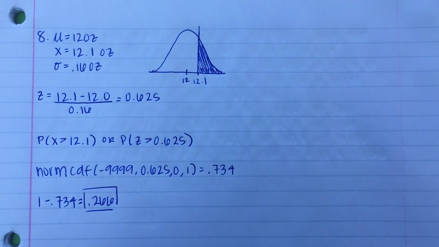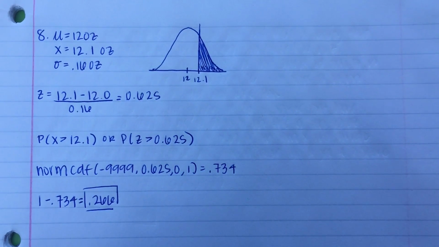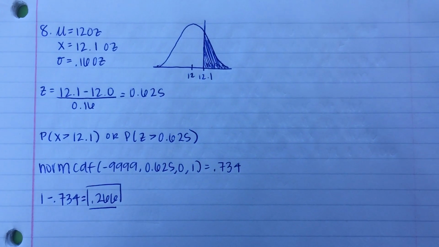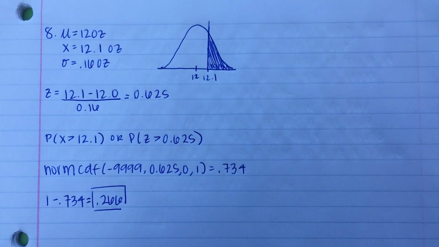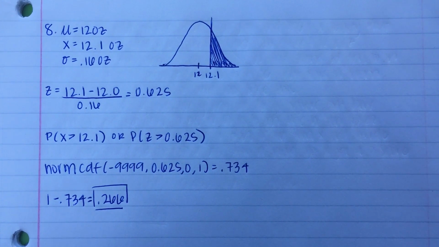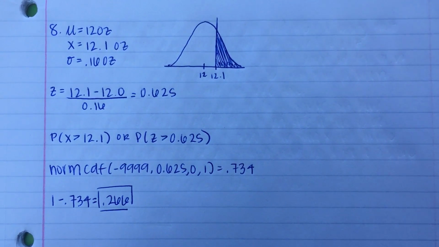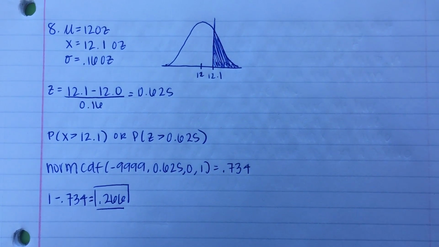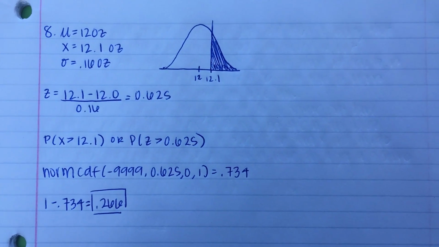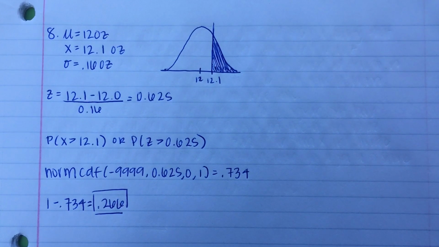Okay, so for this problem, we're trying to figure out the probability of a randomly selected can being over 12.1 ounces. So they give you the population mean, which is 12 ounces. They give you the standard deviation, which is 0.16 ounces. So the first step you need to take is to find the z-score.